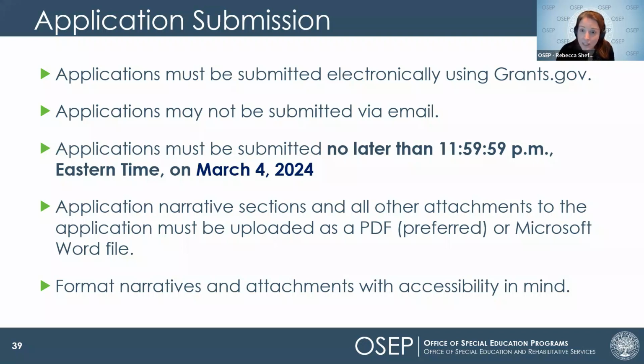If there are reasons why an applicant cannot submit using grants.gov, the applicant must follow the information contained in the application package. Applications cannot be submitted by email, and they must be submitted prior to the deadline of 11:59 p.m. March 4th. We strongly encourage applicants to submit all narratives and attachments in PDF read-only format, and please ensure narratives and attachments are formatted to ensure accessibility for reviewers.